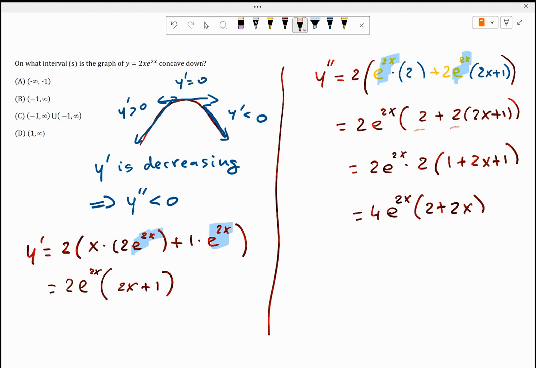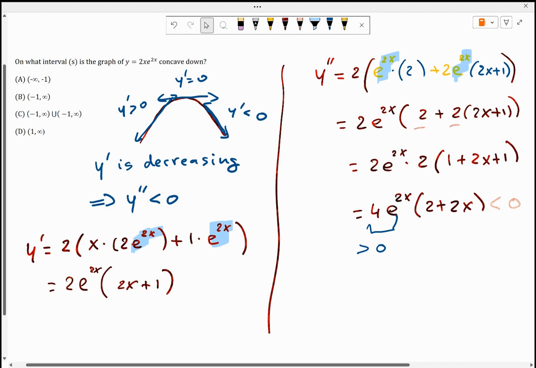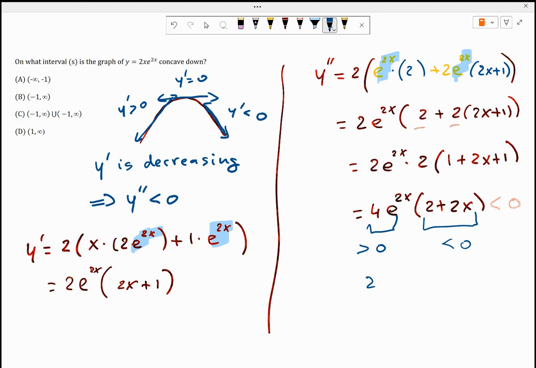Let's stop here and ask when this is going to be less than 0. We know that the quantity 4 e to the power 2x is always going to be positive. 4 is a positive number, and e to the power 2x is always positive. The range of the exponential function is always greater than 0. So the only way this is going to be negative is if the quantity 2 plus 2x is less than 0. Let me factor out that 2 times the quantity 1 plus x, which has to be less than 0. Again, 2 cannot be negative, which means 1 plus x has to be less than 0, which means x is less than negative 1.